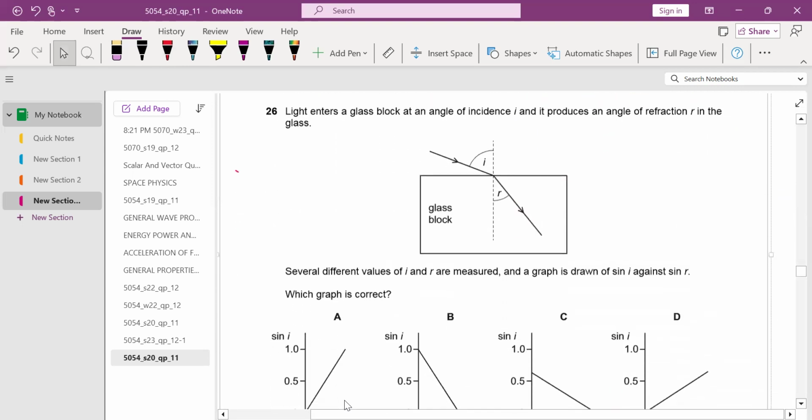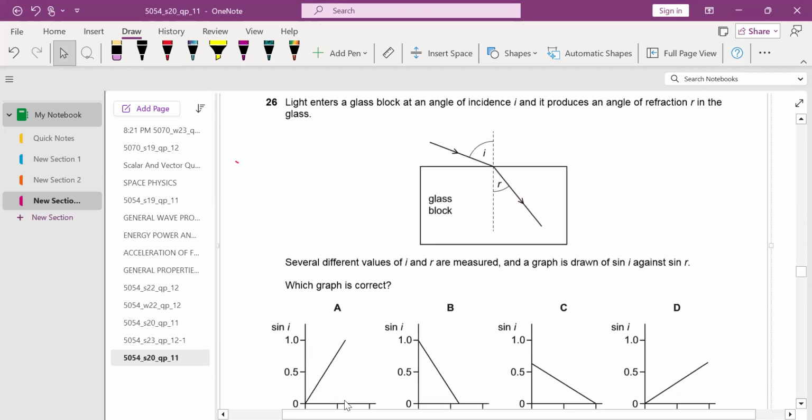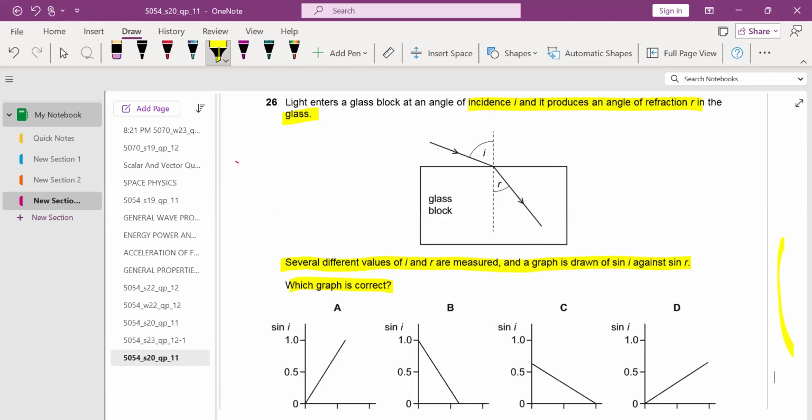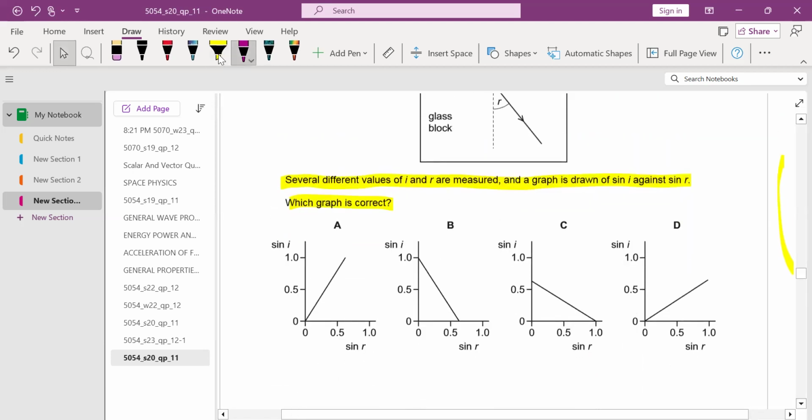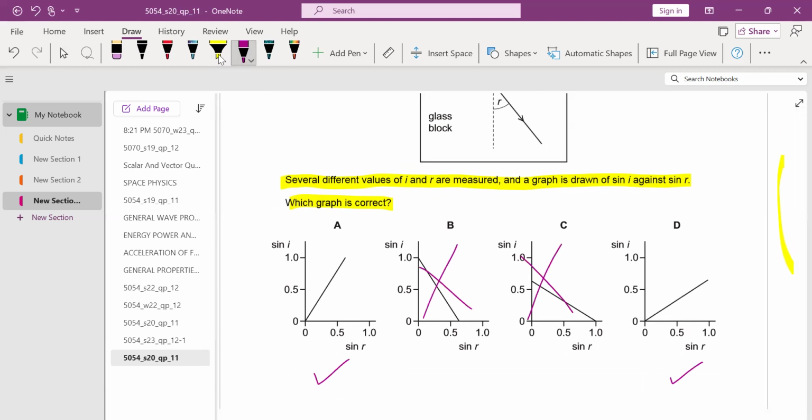Question number 26. A light enters a glass block at an angle of incidence I and it produces an angle of refraction R in the glass. Several different values of I and R are measured and a graph is drawn for sine I against sine R. Which is the correct one? So the correct option would be only either A or D, not C and not B, because they are falling graphs.